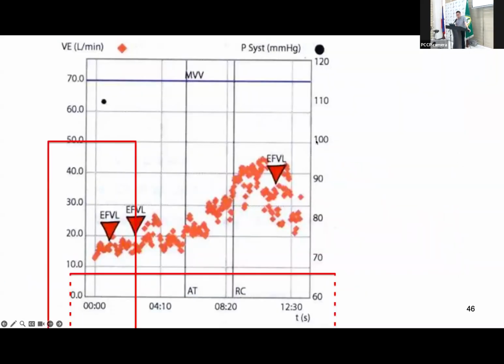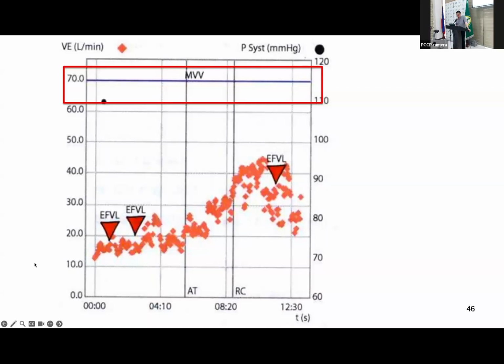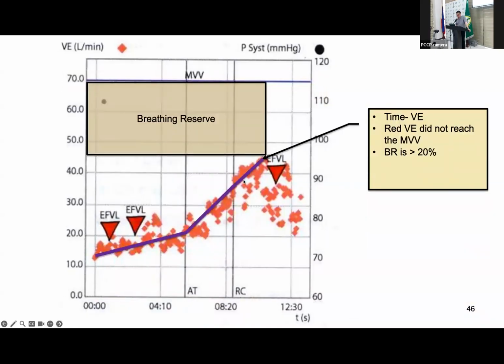So that's X time, minute ventilation. Okay? That's MVV. Okay, notice that the minute ventilation increases, but there's a breathing reserve here, more than 20%. And that's normal. Okay, more than 20%.